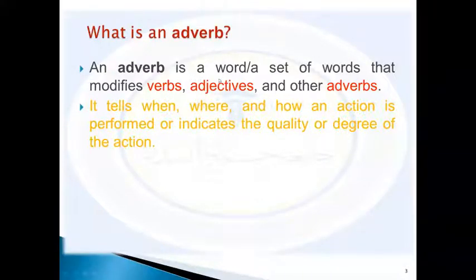An adverb is a word or a set of words that modifies or describes verbs, adjectives, and other adverbs. When we say describe verbs, for example, we can say he ran quickly. He ran quickly. So run here is a verb and it is modified with what? Quickly. And quickly is an adverb.